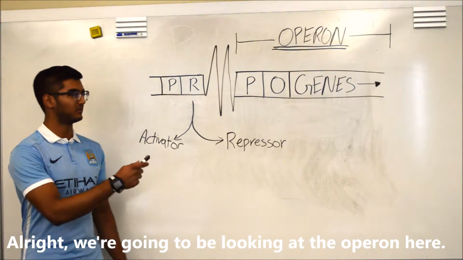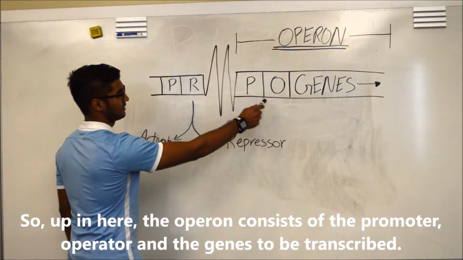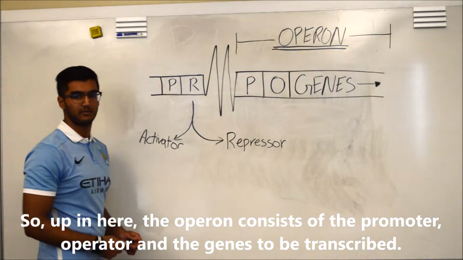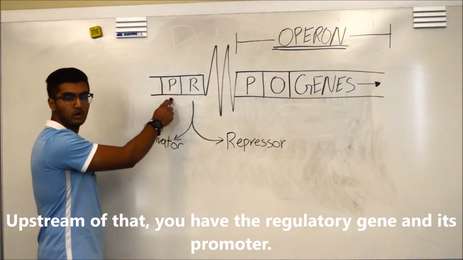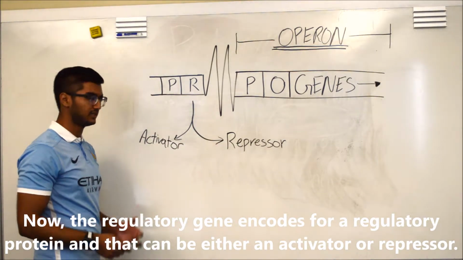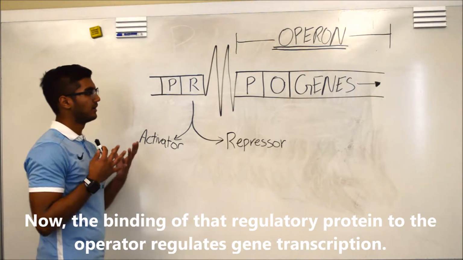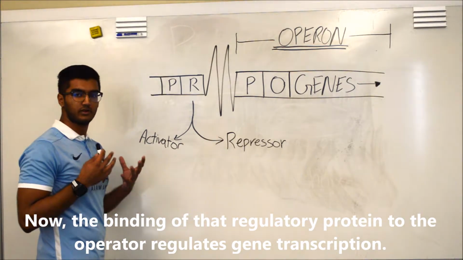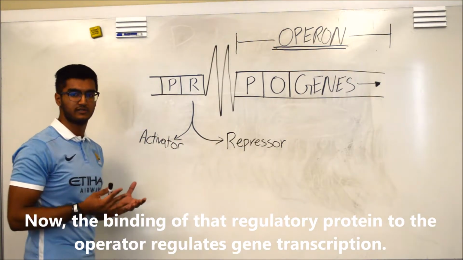Alright, let's talk about the operon further. The operon consists of the promoter, the operator, and the genes to be transcribed. Upstream of that, you have the regulatory gene and its promoter. The regulatory gene encodes for a regulatory protein, and that can either be an activator or a repressor. The binding of that regulatory protein to the operator regulates gene transcription.